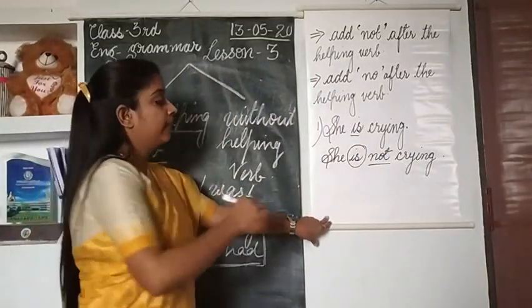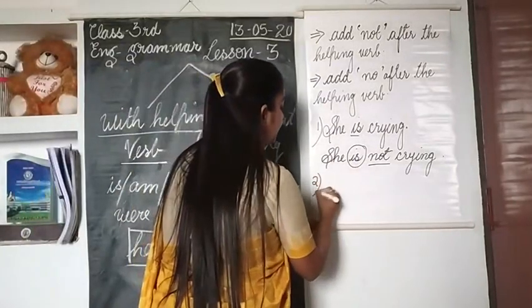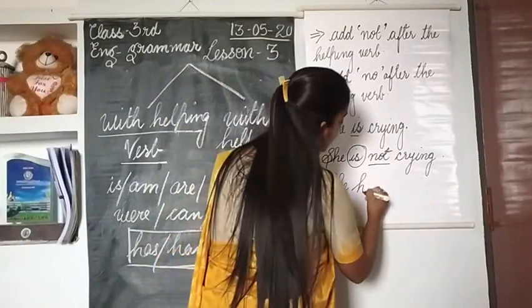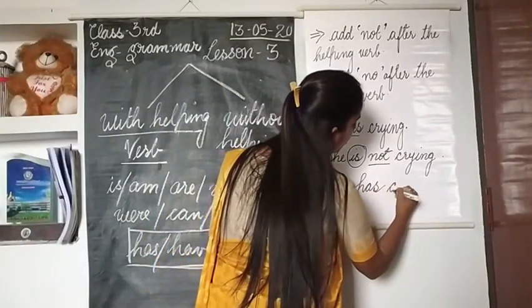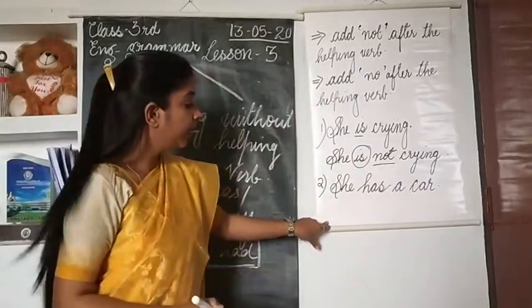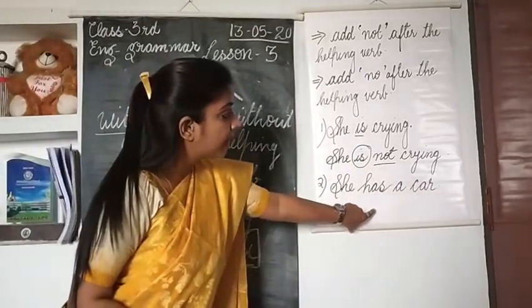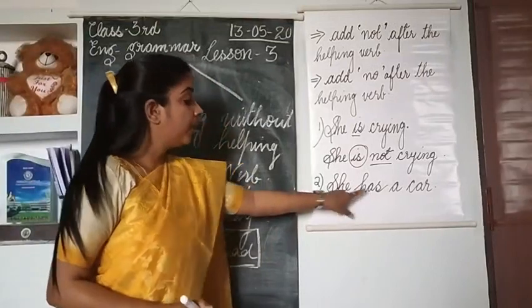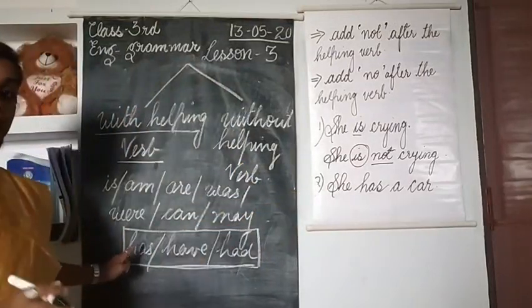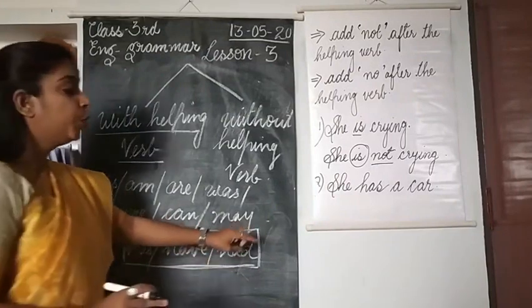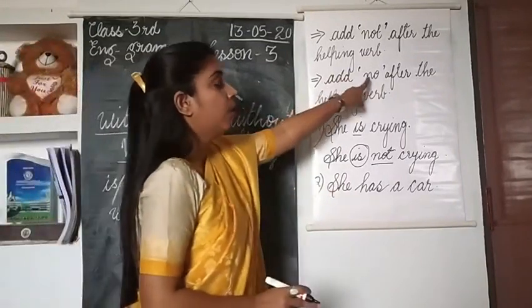And suppose a sentence is, she has a car. How will you make it a negative sentence? See here, a helping verb is present, has is the helping verb here. How will it be changed into a negative sentence? I told you that if a sentence contains any of these 3 helping verbs, has, have or had, you will make it negative by adding no.